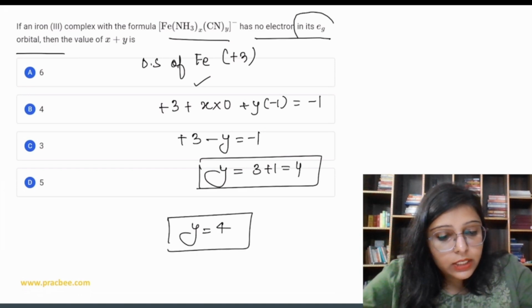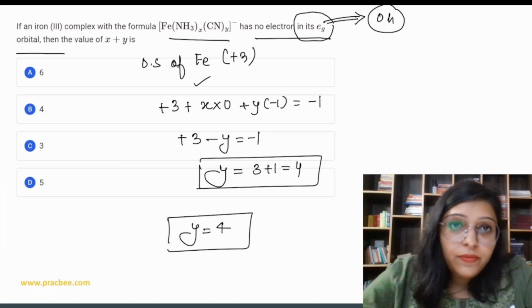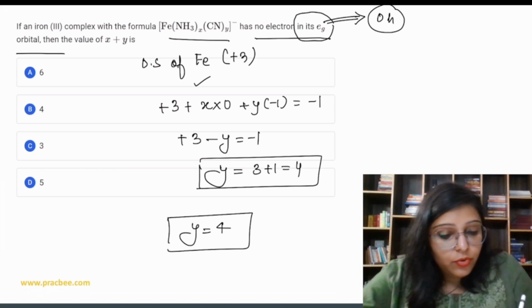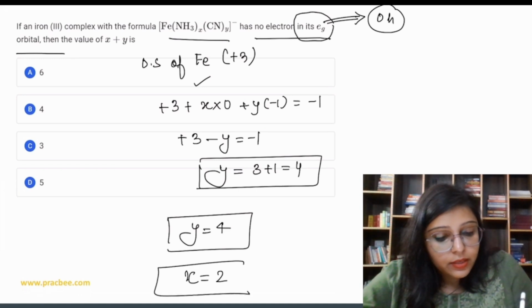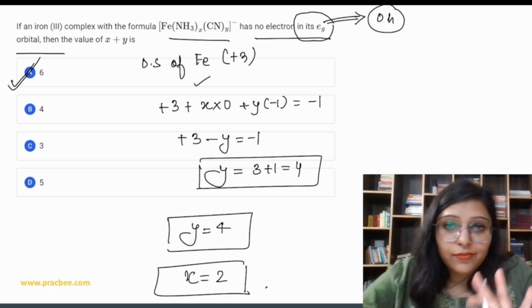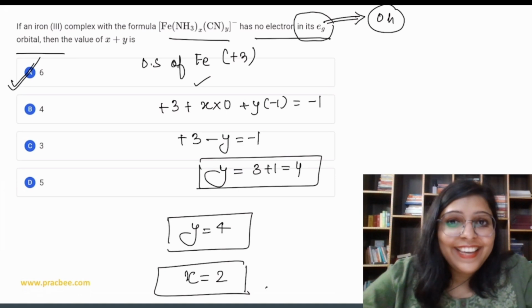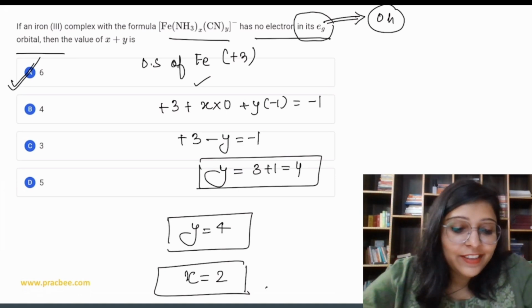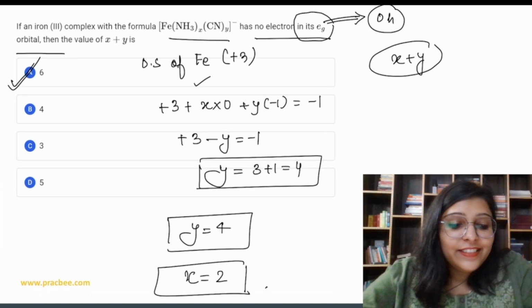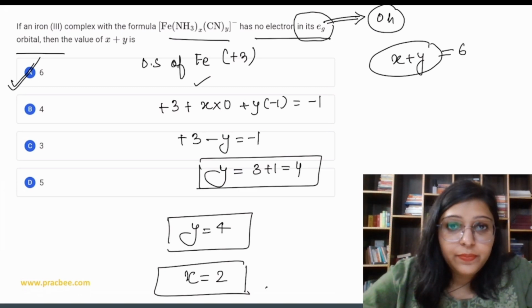Now no electron in Eg means they are saying that this complex should be an octahedral complex. So if this complex is octahedral and y is 4, then the value of x should be 2. So x plus y is going to be 6. We can solve it in another way also: x plus y is equal to the total coordination number. So total coordination number is going to be 6. Okay, clear? That's it.